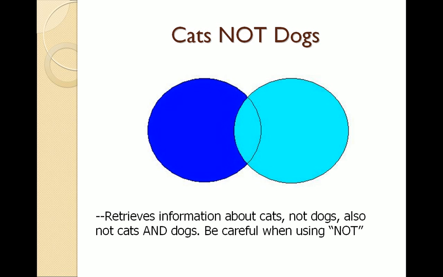And then not is a little bit of a tricky one. So if you're looking for cats, not dogs, that means that you only want things that are exclusively about cats. You don't want anything that's about cats and dogs, so it's taking away that little area.